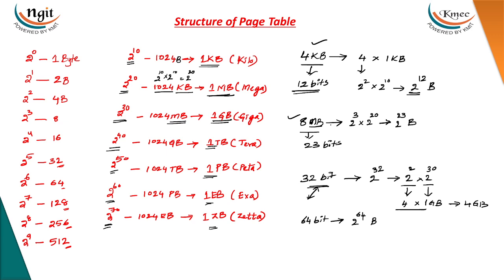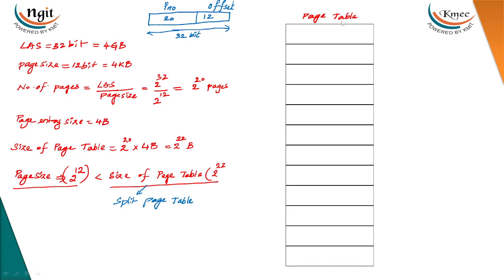Okay, so let's see the need for a page table. What is a page table? The page table consists of frame numbers. It consists of information about a page, where it is present in the main memory. So a page table consists of several entries.